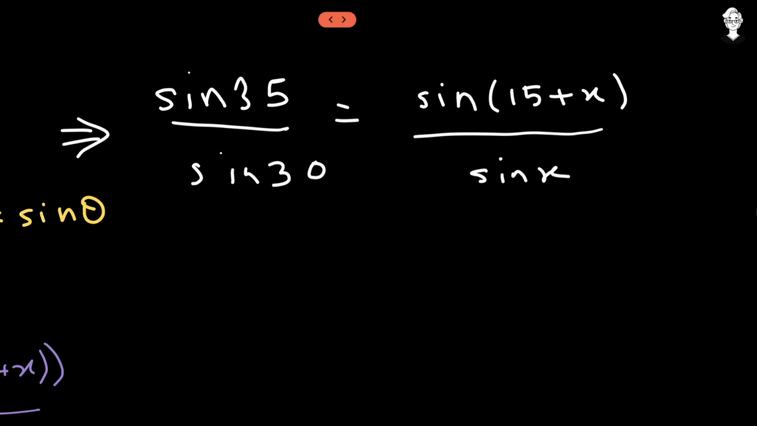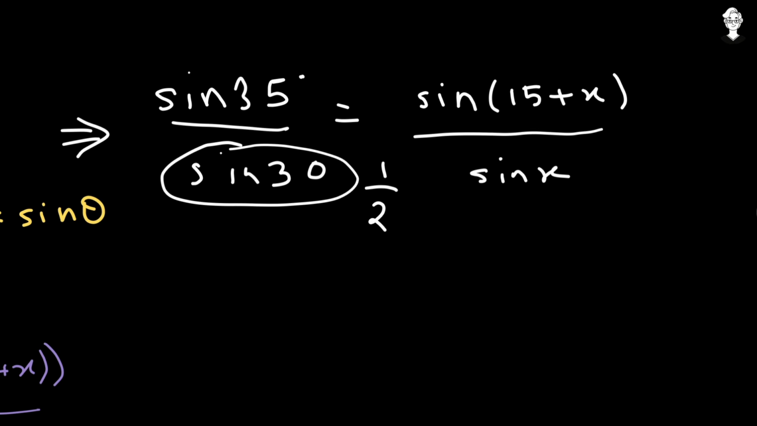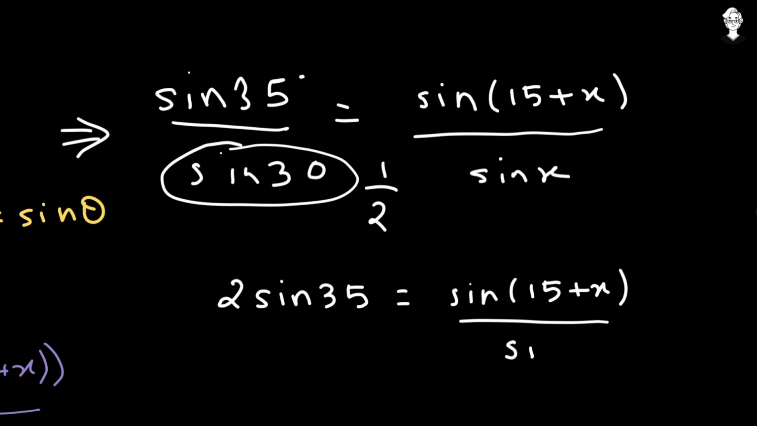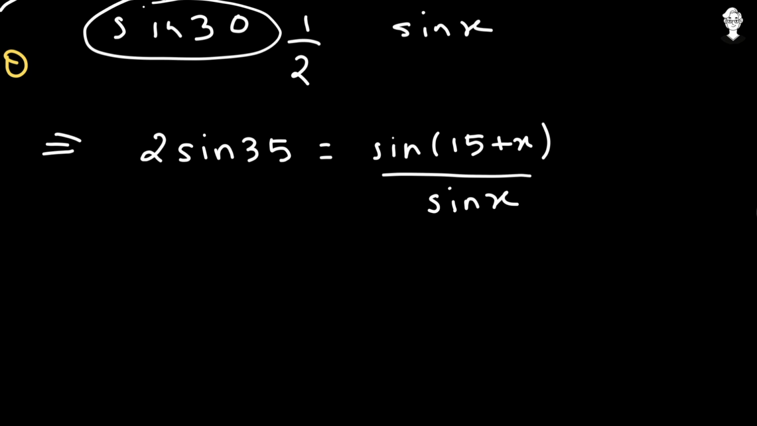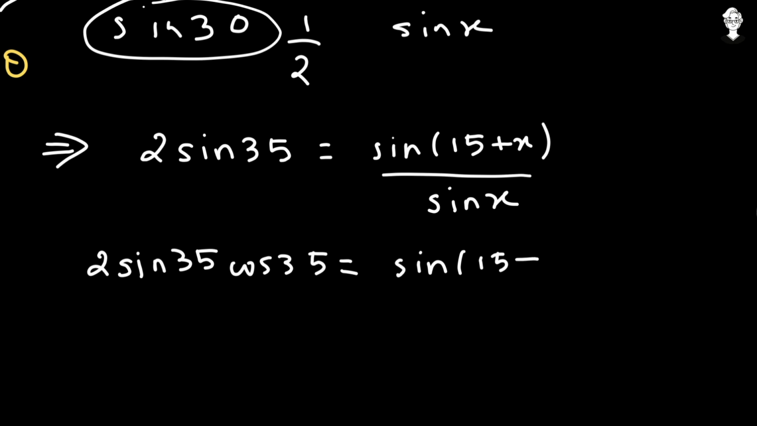First of all, we all know the value of sine of 30 degree, that is 1 upon 2, and over here it forms sine 35 degree upon 1 upon 2, so it will form 2 times sine 35 degree, and this is equal to sine of 15 plus x upon sine of x. Now to simplify this, we have to use the master step, and that is to multiply cos of 35 degree on both sides. So on the left hand side we will have 2 times sine of 35 degree multiplied with cos 35 degree, and this is equal to sine of 15 plus x upon sine x multiplied with cos of 35 degree.